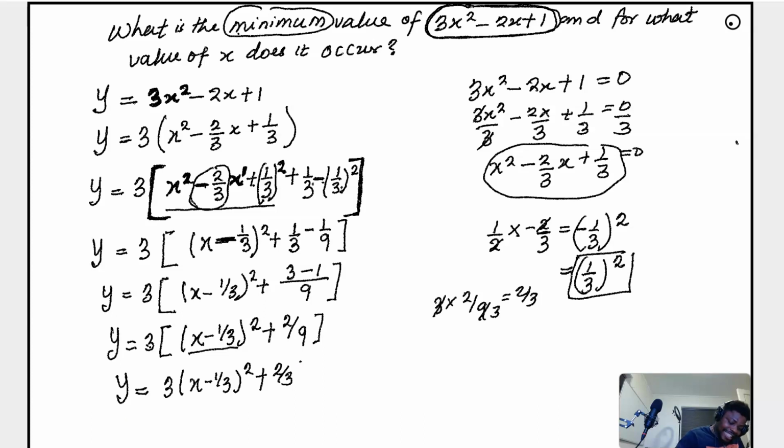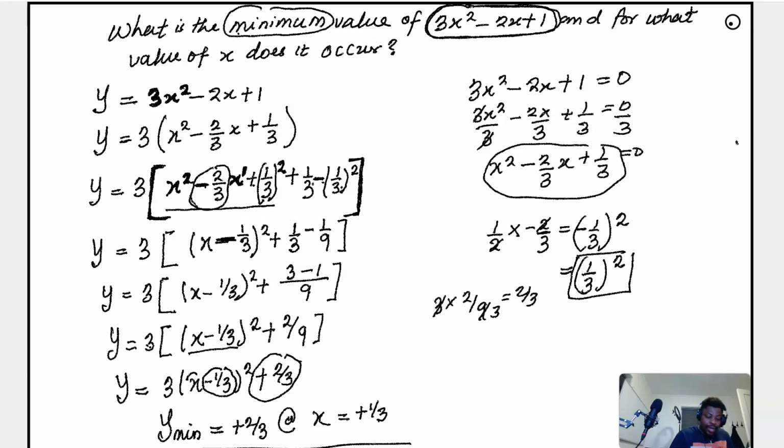So in this case now, the minimum value of y will be what is here, and that is plus 2 over 3 at what value of x? At x is equal to, what is the opposite of this one here? Opposite of minus 1 over 3 is plus 1 over 3, which was the same answer we got when I used the other method, or the long method.